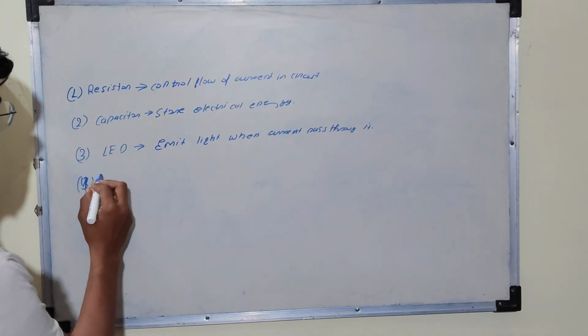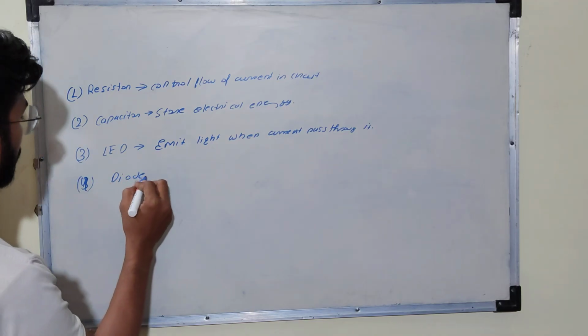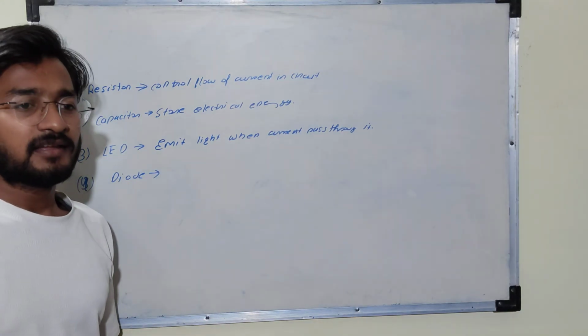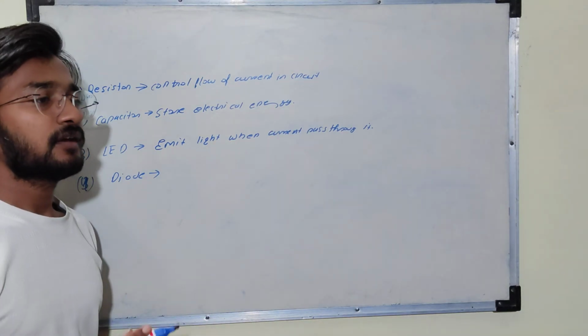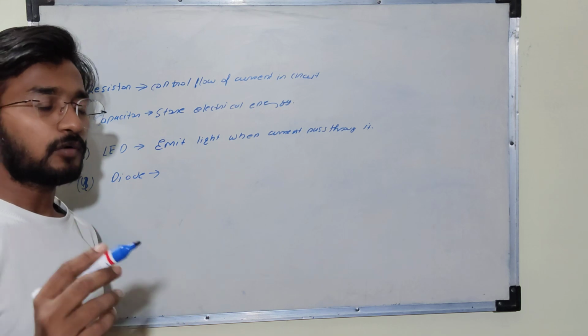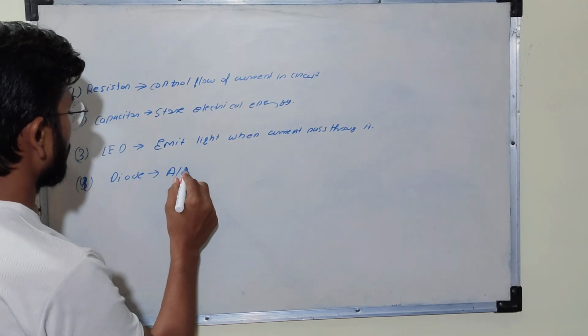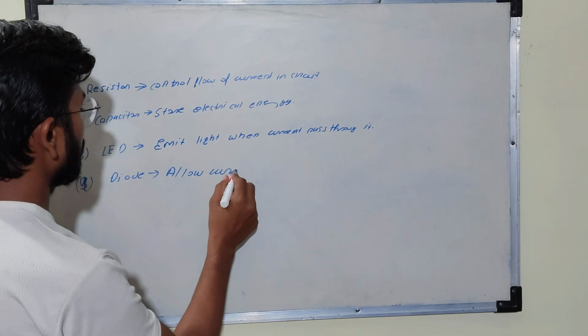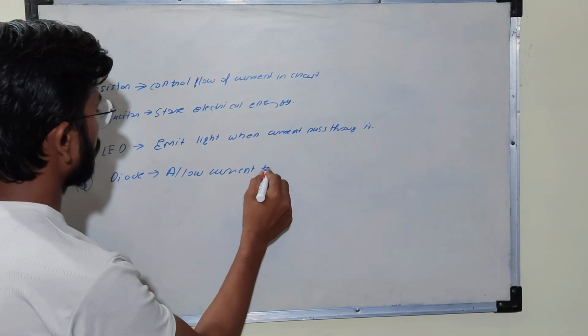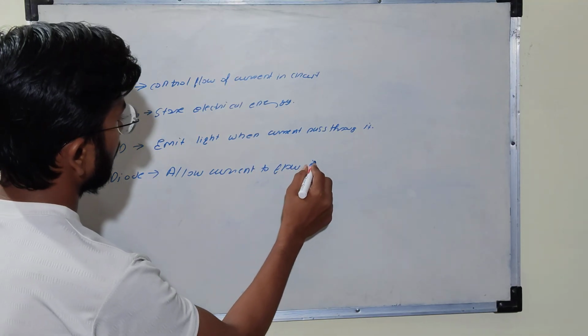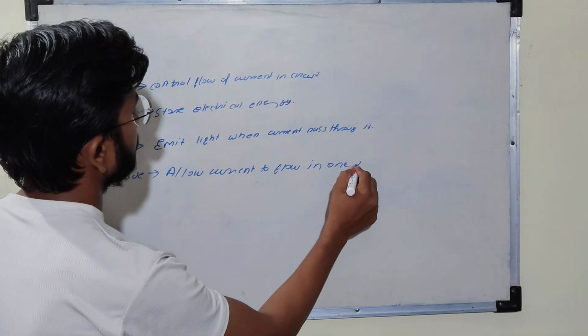Our fourth component is diode. A diode is a semiconductor device which allows current to flow only in one direction.